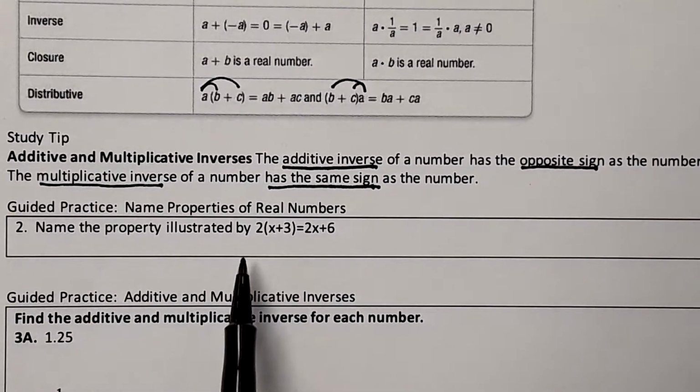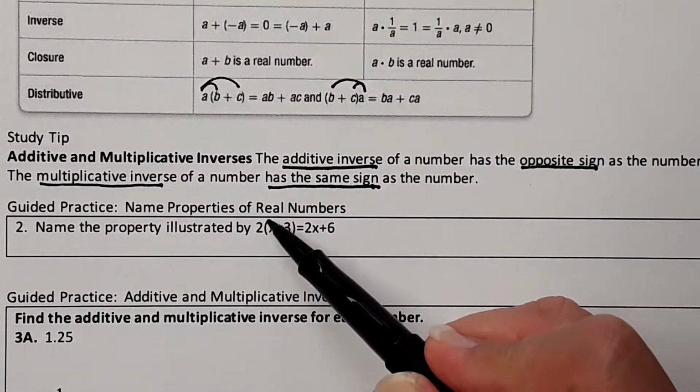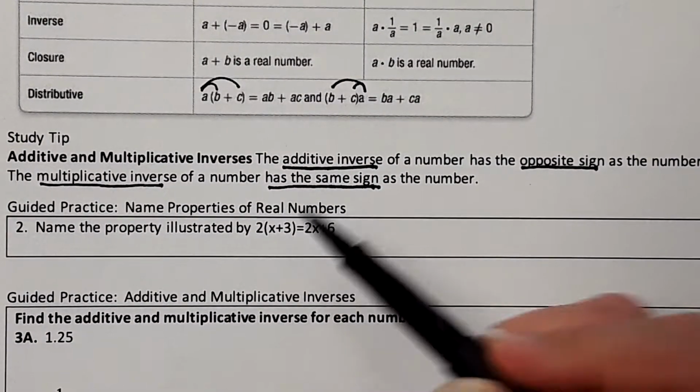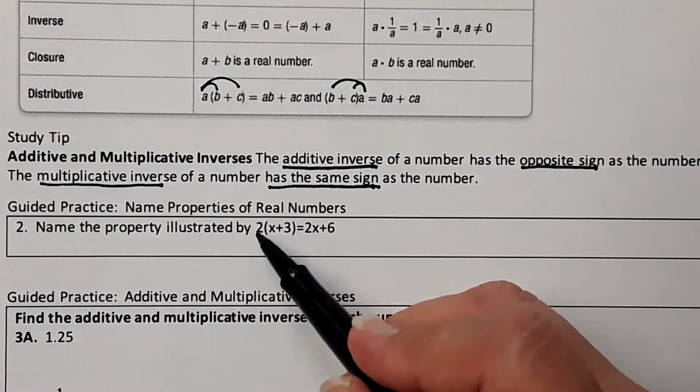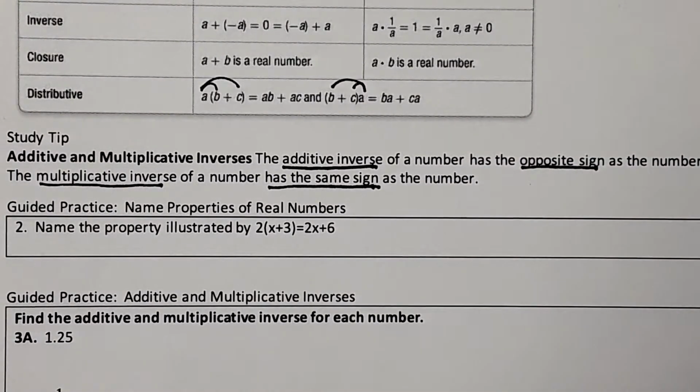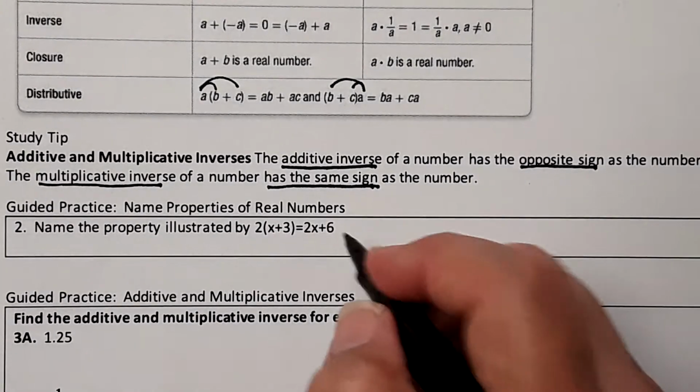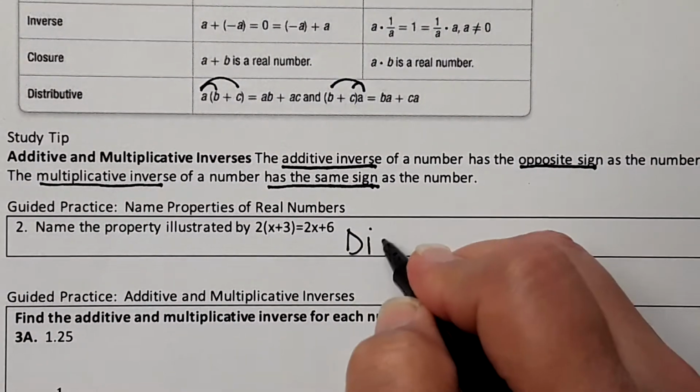Name the property illustrated. So I have 2 times the sum of x plus 3 equals 2x plus 6. So what did I do to get 2x plus 6? I used the distributive property. So we're going to write the distributive property.